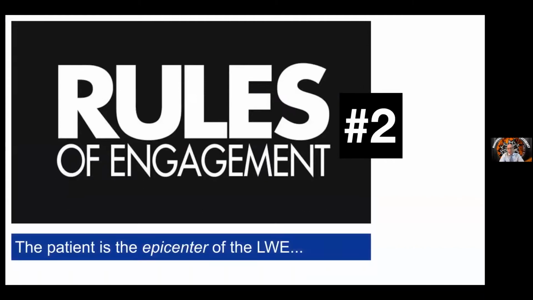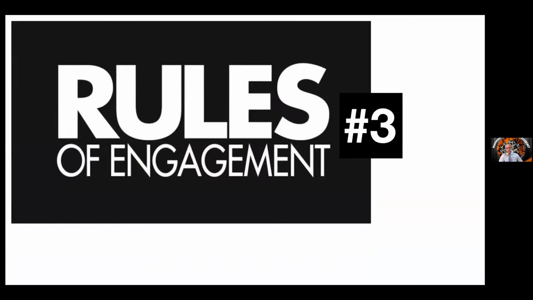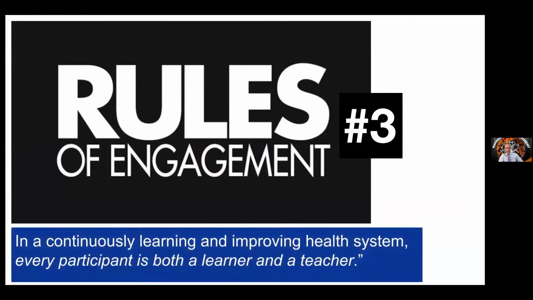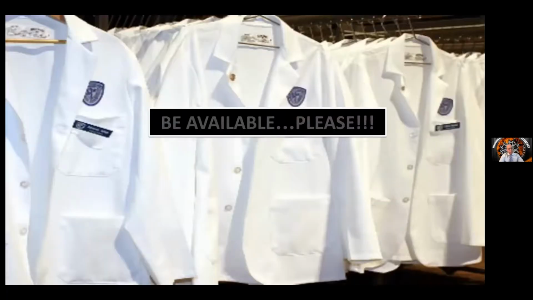Number two, for rules of engagement, the patient is the epicenter. So involving the patient is really key, but also identifying the roles of both yourself and the team is similarly key. And then in a continuous learning and improvement health system, every participant is both a learner and a teacher. And that's really been put forth in the literature at this point.